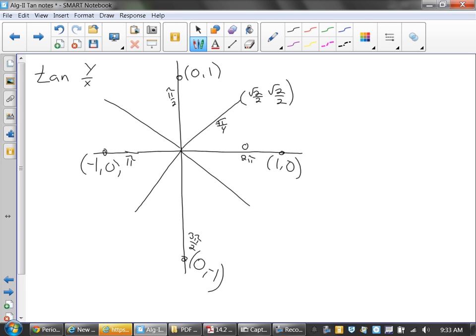Where was tangent undefined? On the y-axis. Remember, it's going to be when cosine, or excuse me, when the x value is equal to 0. Tangent is undefined at pi over 2 and 3 pi over 2. You have 1 divided by 0, so you get an undefined value.